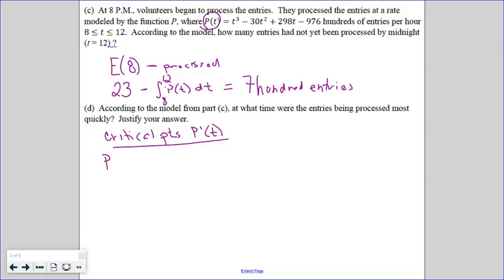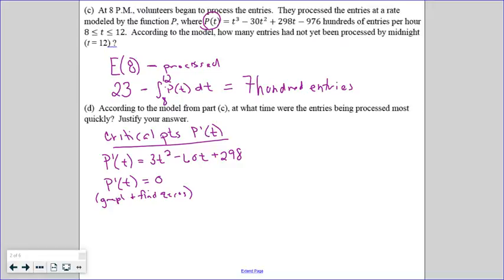So I found P prime, which would be just using our power rule here. So 3t squared minus 60t plus 298. I use my calculator at this point, and I set that equal to 0. Well, what I did is I graphed it and used my zero function. So I graphed that and I found my zeros, and I set my window from the time that this is happening.